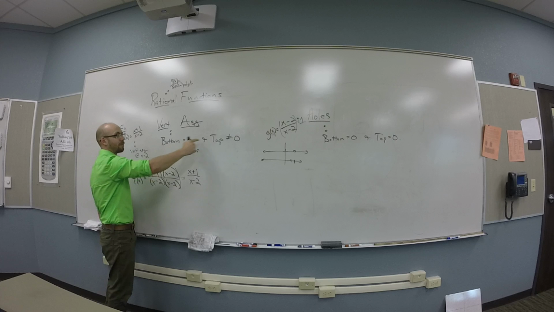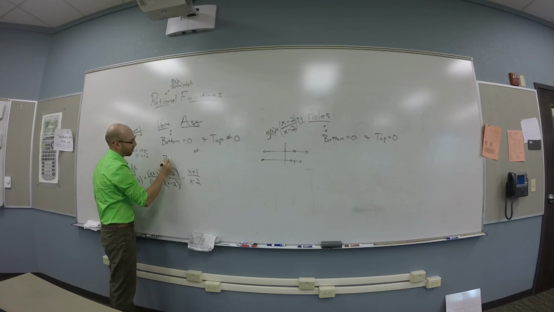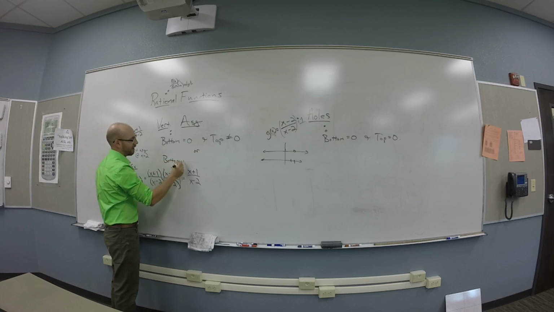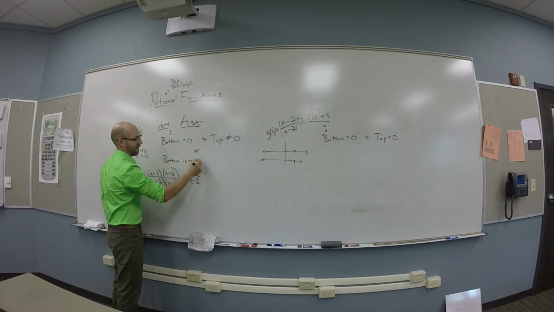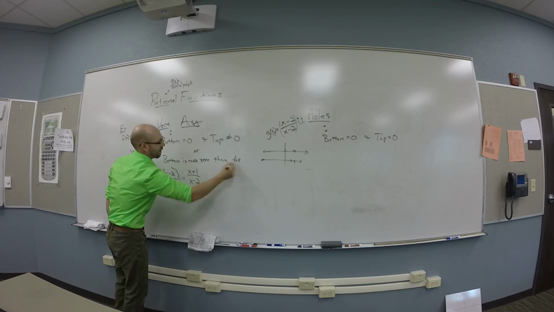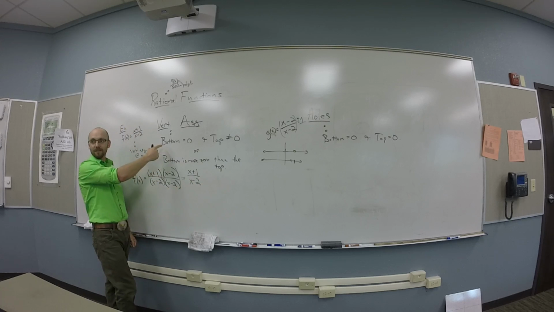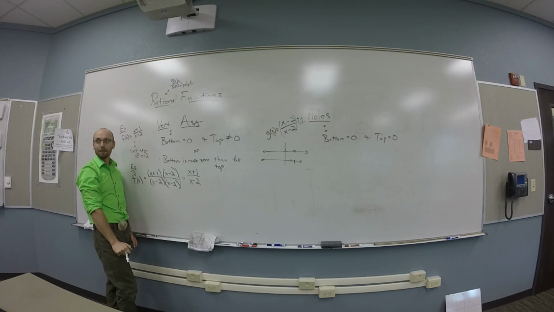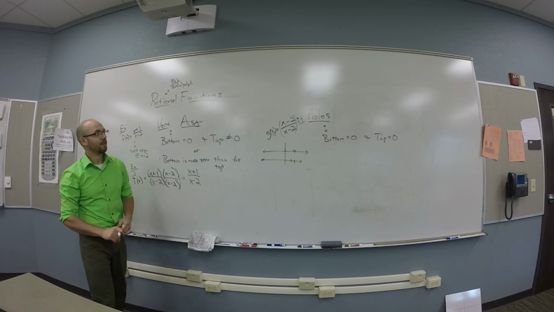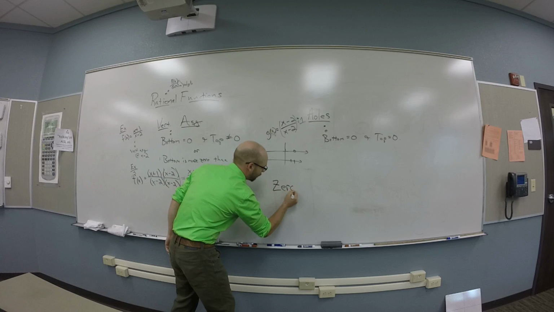which is when the bottom's 0 and the top's not, or when the bottom is more 0 than the top. So you might have to reduce a little bit before you get to this case. If you reduce fully, then you can think about a vertical asymptote as when the top's not 0 and the bottom is.